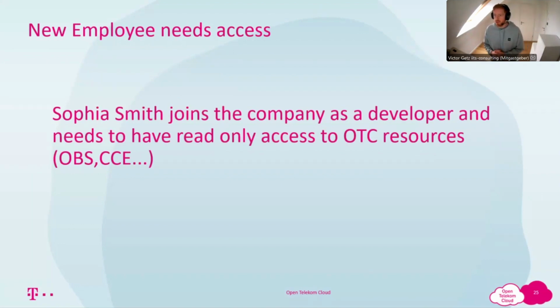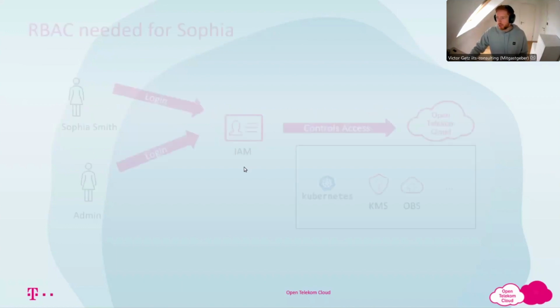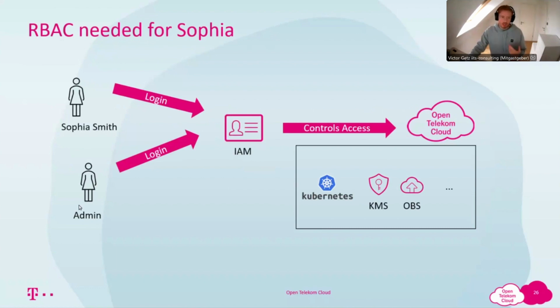She joins the company as a developer and needs read-only access to OTC resources. So now we have a problem: the admin has full control over everything, but for Sophia we need dedicated, read-only access to one specific project inside the OTC. And the question is, how does the flow look now? She should log in the same way the admin does through the IAM system, and then be able to control Kubernetes, read the stuff there, and maybe also access some information based on the project.